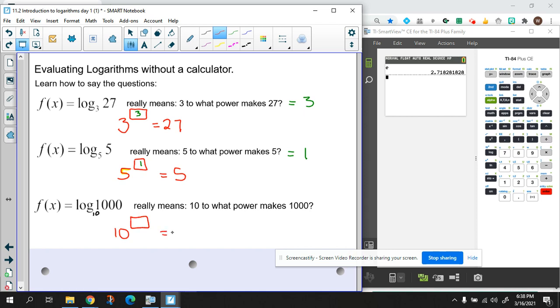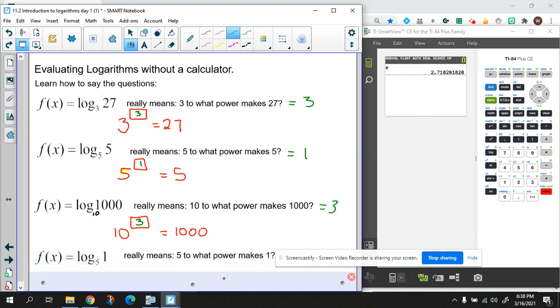You could do trial and error, and it's okay to use a calculator if you have to, but most of us know 10 to the first is 10, 10 to the second would be 100, and 10 to the third is indeed 1,000. Answer here would be 3.